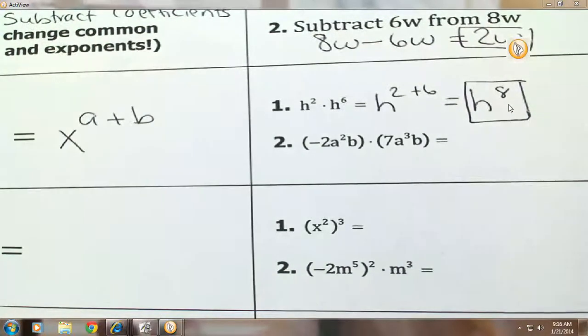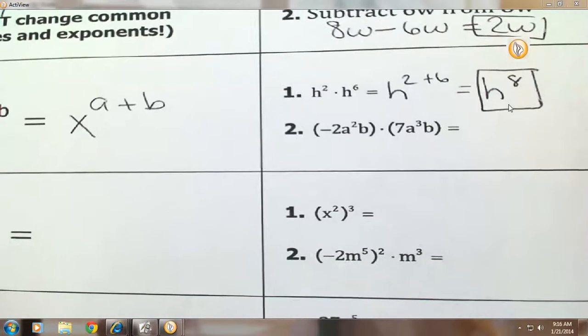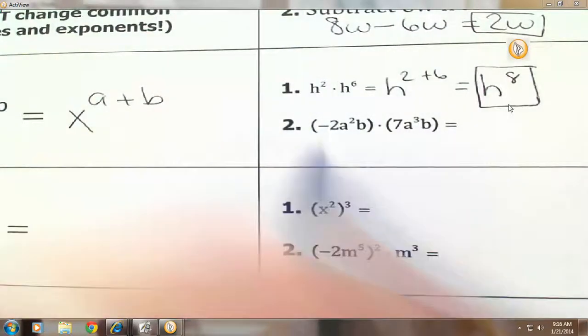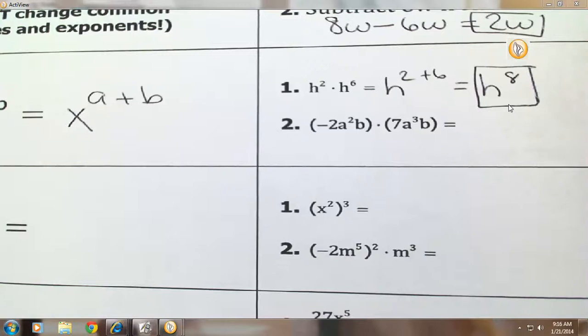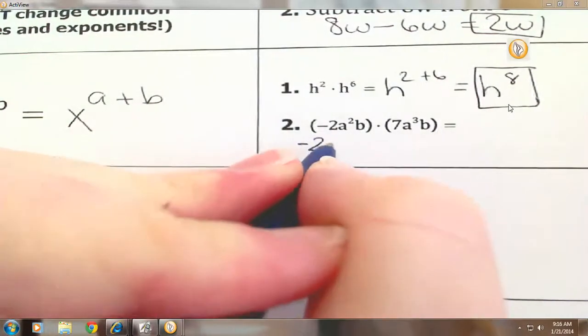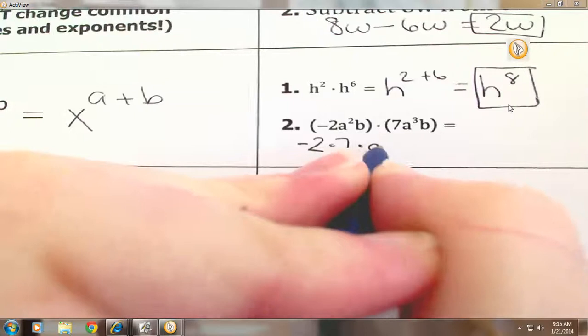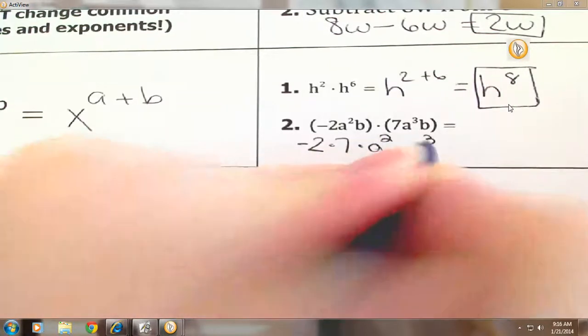Now, example 2, there's multiple variables, there's coefficients that we've got to take care of. You can remember, you can always rearrange this. We are multiplying, and multiplication is what we call commutative. It means you can put it in any order you want. So I can make this negative 2 times 7 times a squared times a cubed times b.